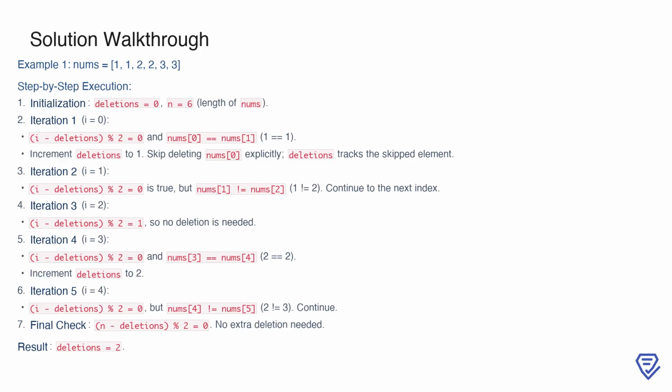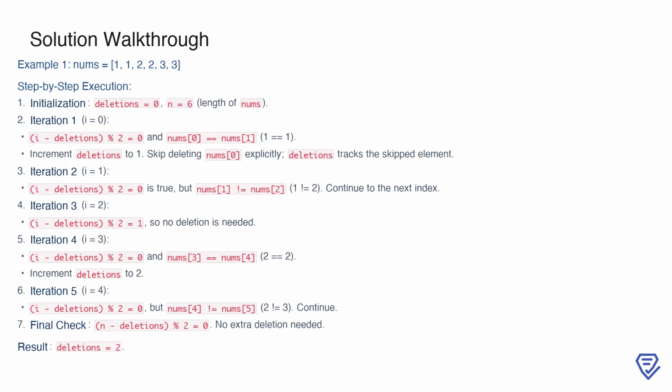Moving to the second iteration with i equal to 1, this time, deletions modulo 2 is 1, and nums[1] does not equal nums[2], 1 is not equal to 2, so we do not need a deletion here. In the third iteration, i is 2, and now, deletions modulo 2 equals 1, meaning this element naturally alternates, and no deletion is required. Next, in the fourth iteration with i equal to 3, deletions modulo 2 equals 0 again, and nums[3] equals nums[4], both are 2. Here, we increment deletions to 2. In the fifth iteration, i equals 4, and although deletions modulo 2 equals 0, nums[4] does not equal nums[5], 2 is not equal to 3, so no deletion is needed.